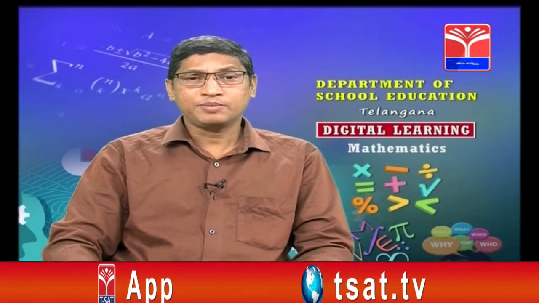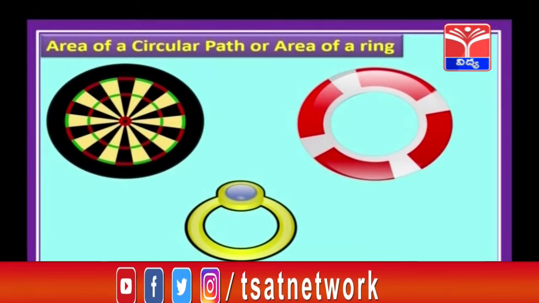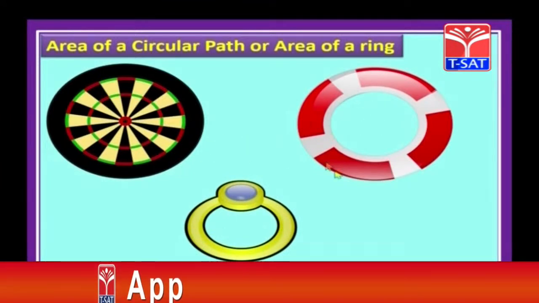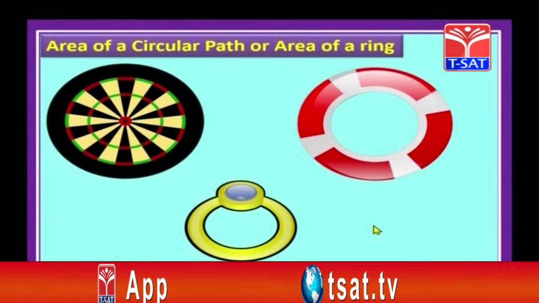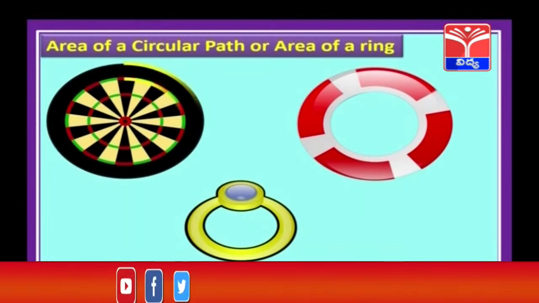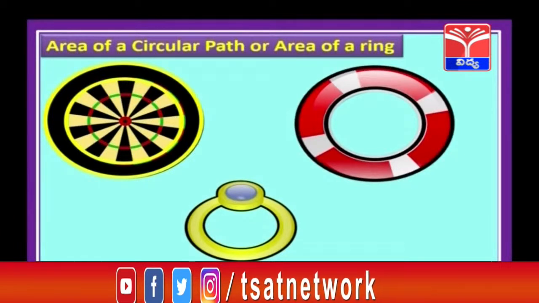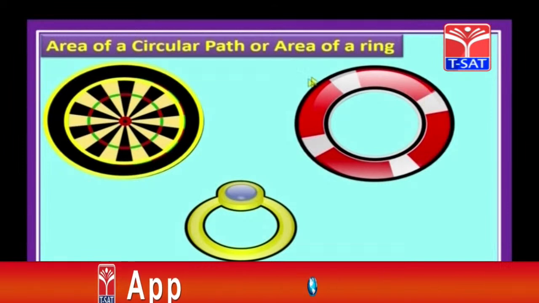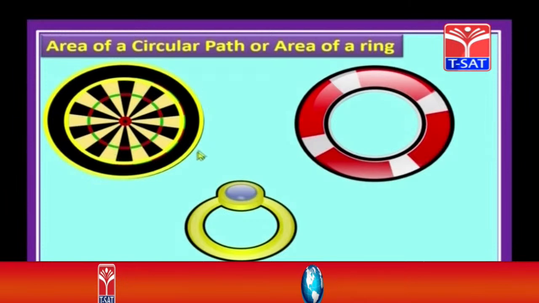Got it? Okay. Now, children, let us learn about the area of a circular path, or we can even say it is area of a ring also. Okay. Now, see the images shown on your screen, children. Yes, it is a dartboard, and this you might have used it for swimming, right? And this is a ring which you generally wear it to your finger, right? Now if you notice the outlines, in the first case, in the second case, you can see there are two circles, one inner circle and there is another one outer circle. Here also there is one inner and there is an outer circle.